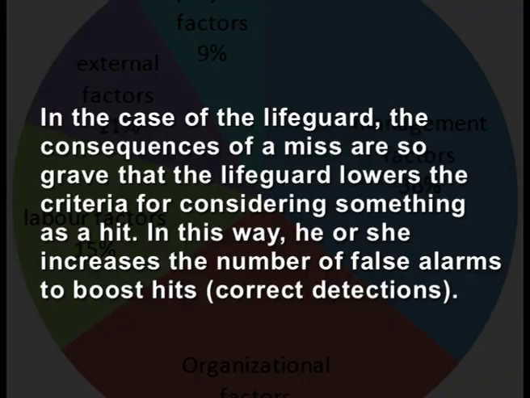For example, in the case of the lifeguard, the consequences of a miss are so grave that the lifeguard lowers the criteria for considering something as a hit. In this way, he or she increases the number of false alarms to boost hits or correct detections. This trade-off often occurs with medical diagnosis as well. For example, it might occur with highly sensitive screening tests where positive results lead to further tests.